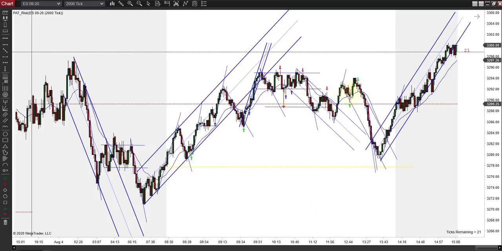And we're not just talking about this range right here. The whole thing is a range day. So keep that in mind.